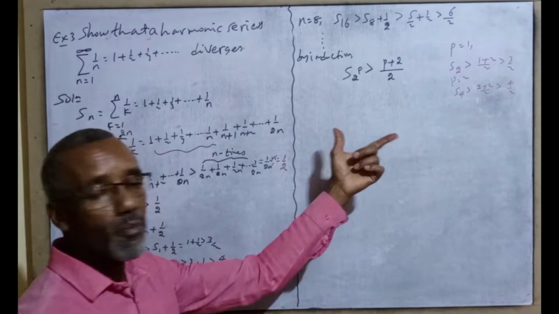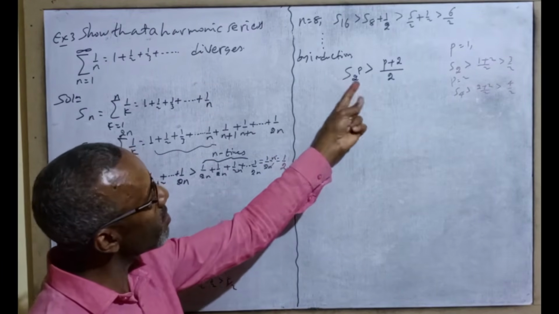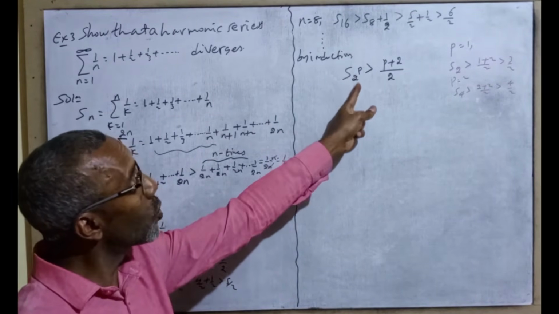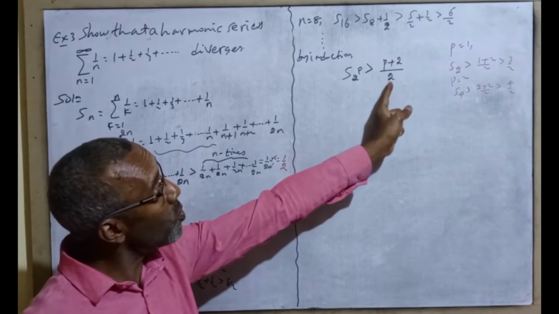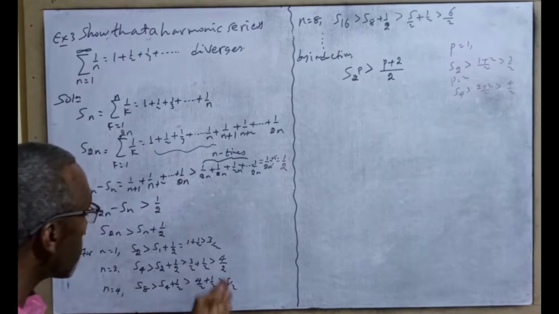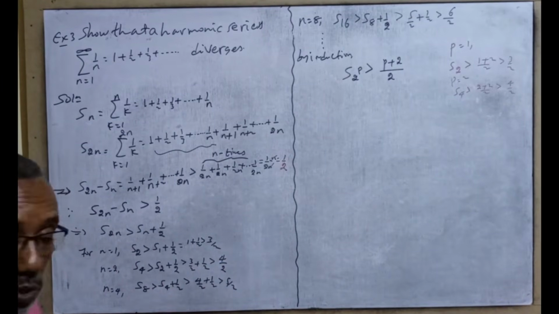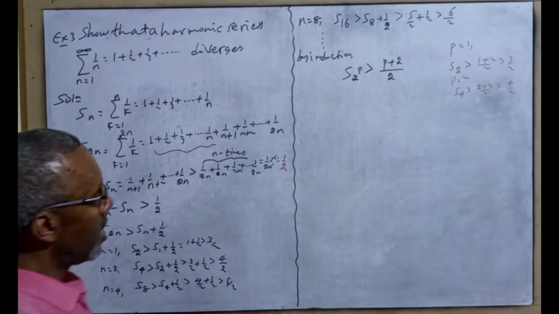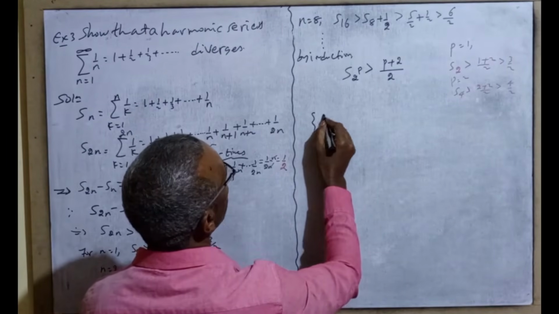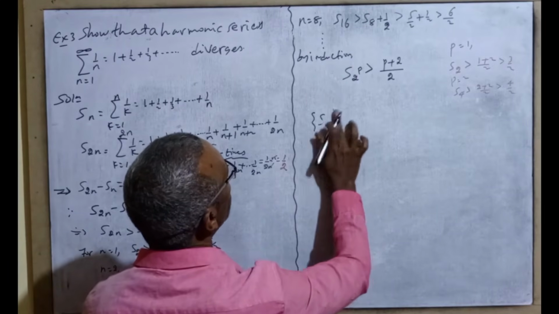Therefore s of n diverges. If we look for the sum of 2 raised to p, sn is greater than p plus 2 divided by 2. From here it keeps going: 3 over 2, 4 over 2, 5 over 2, and so on. Therefore it diverges, so this sequence diverges.